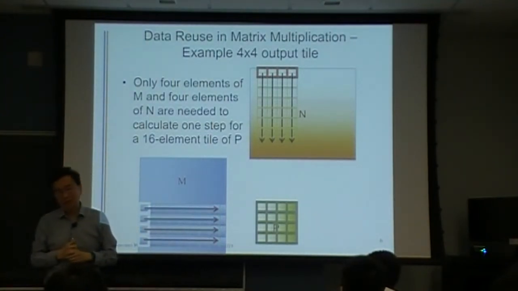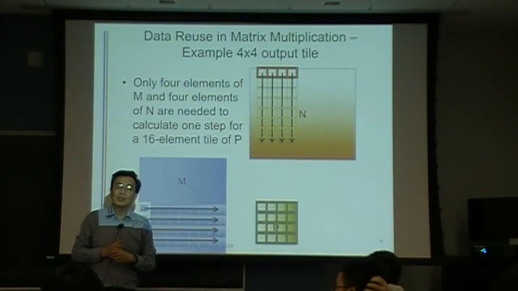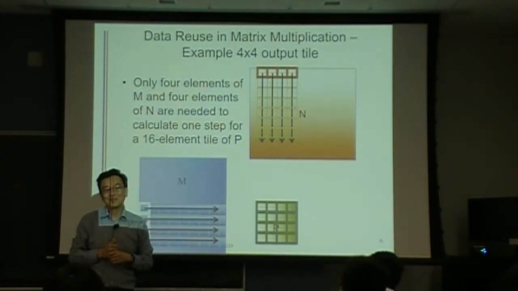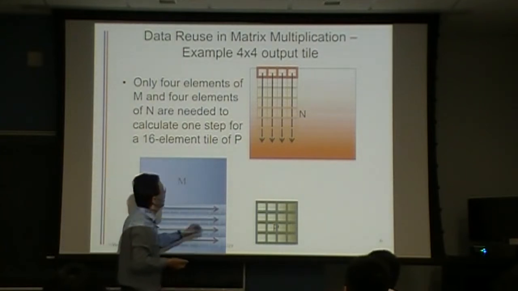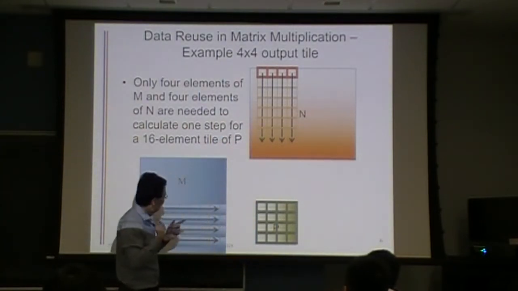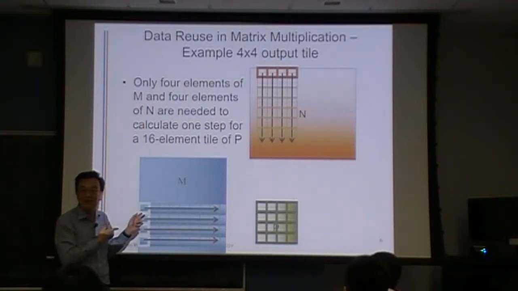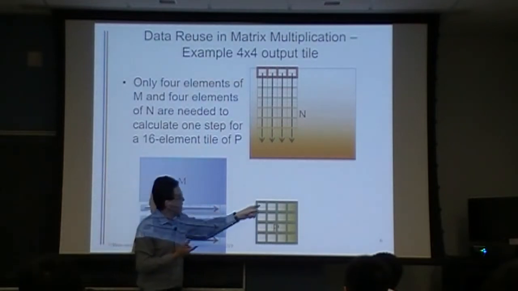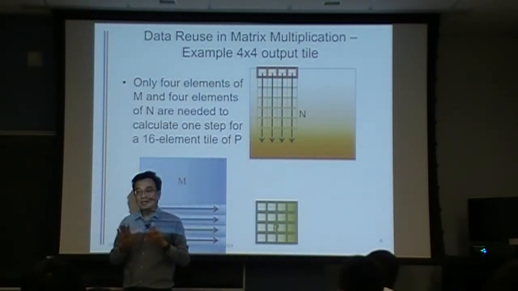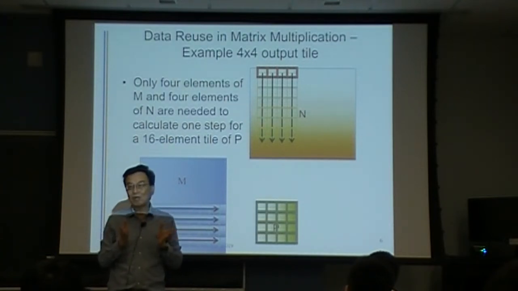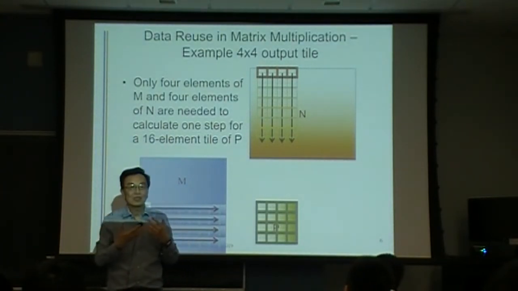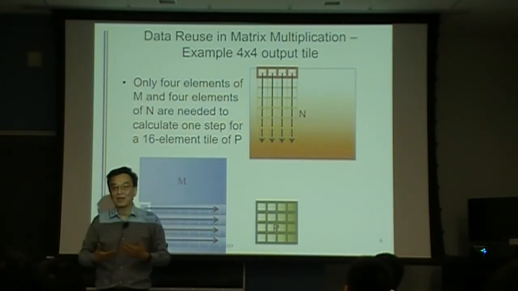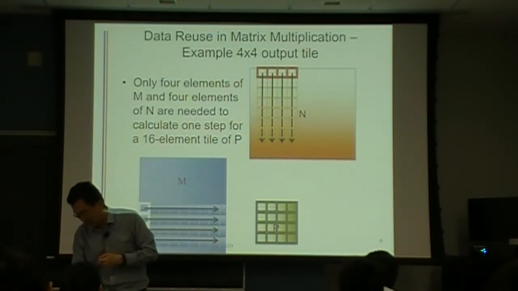It turns out this actually does not reduce the data reuse. You can achieve the same level of data reuse if you just load each strip of M and each strip of N, and you reuse each data four times, because you're going to be calculating using this element four times with these elements. So this gives you exactly the same data reuse. So the question is, why did we teach you how to just load a tile of M and N, the 4x4 tile in this case?